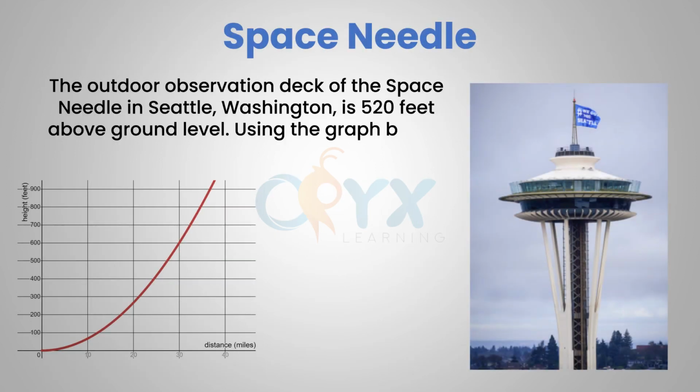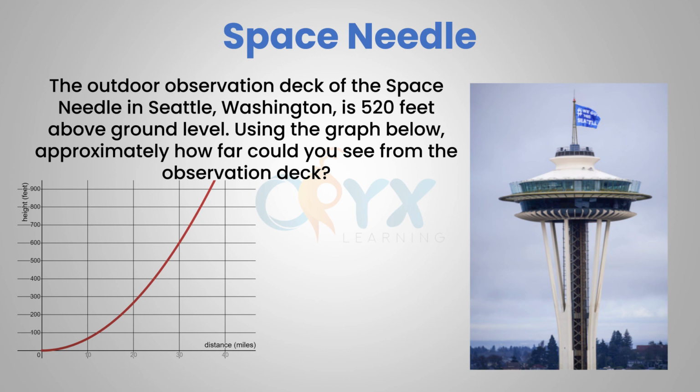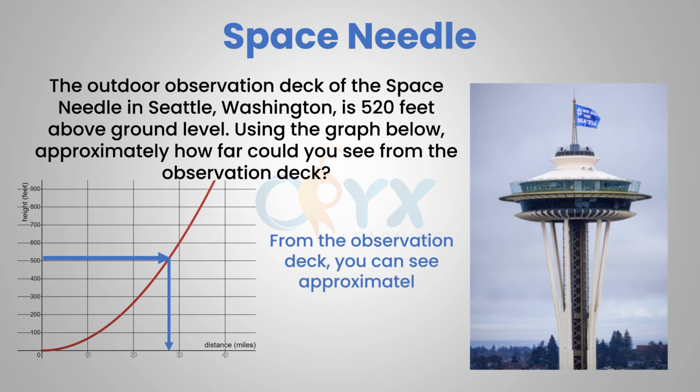Back to the Space Needle. If the outdoor observation deck of the Space Needle in Seattle, Washington is 520 feet or 160 meters above ground level, use the graph below. Approximately how far could you see from the observation deck? If we look at approximately where 520 feet would be from the y-axis, we can follow that down to estimate that you could see approximately 28 miles from the observation deck, which is about 45 kilometers.